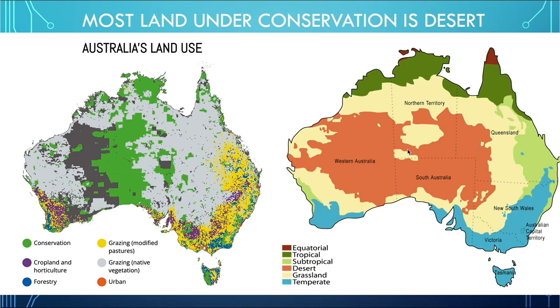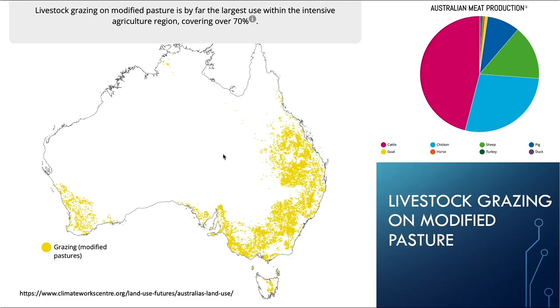It's probably not very accurate, probably a simple map, but we know that Central Australia is desert, and it's really hard to do anything there other than conserve it, because there are obviously species living in there that need conservation, but really the reason for that is because there's nothing else we can do in that land.